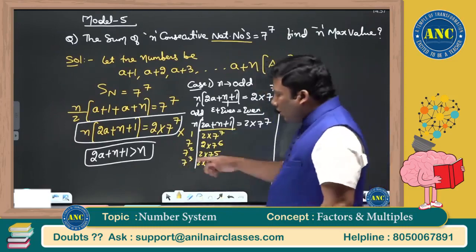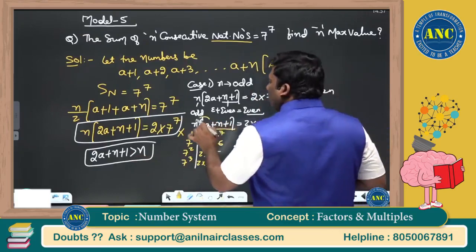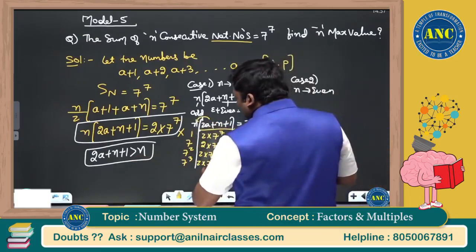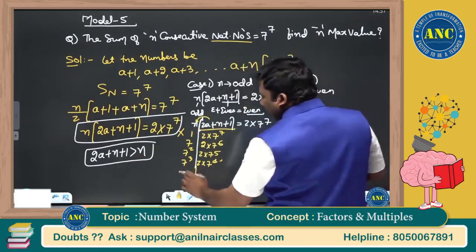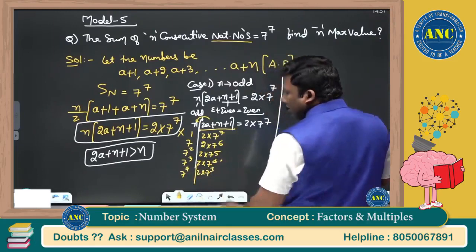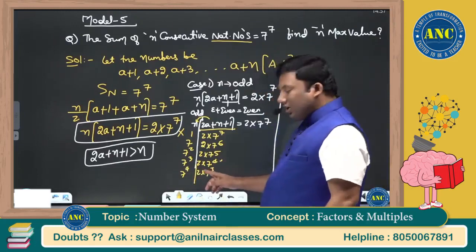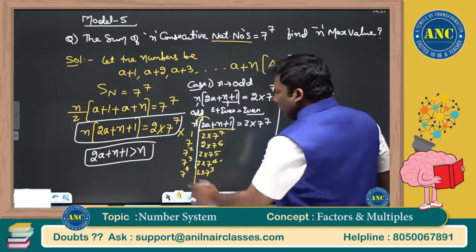Are you all with me? 2a plus n plus 1 should be greater than n. The second value should be greater than the first value. Wherever it is less, we will cancel it. 2 into 7 cube: 343 into 2 is 686. Is 686 greater than 7 cube? No.